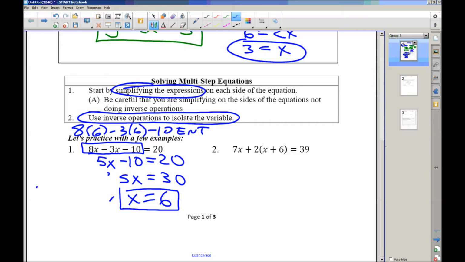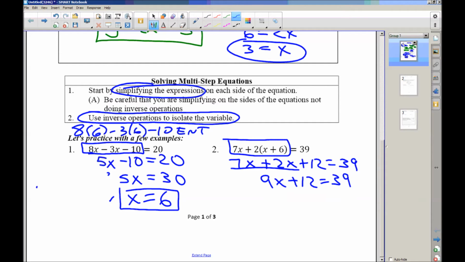All right, number 2, we do 7x plus 2x plus 12 equals 39. We combine the 7x and 2x together to make 9x plus 12 equals 39. And now I've got a two-step equation. So I simplified the expression on the left side. So just pretend like the equals and the 39 is not there, put all the like terms together, and then when you're done, you end up with a two-step equation. And you solve it by subtracting 12 to both sides to get 27, and then dividing by 9 to both sides to get 3.